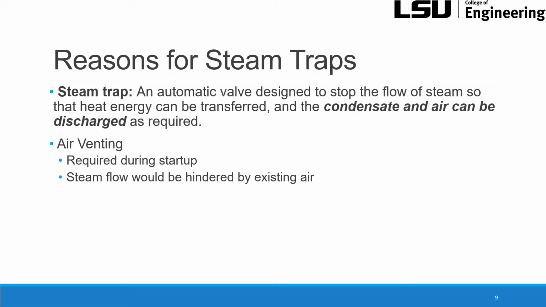The next reason for a steam trap was air venting. So before startup, these pipelines that the steam is going into are filled with air. However, this air can impede the flow of the steam. So when we are entering the steam into the pipeline, we need somewhere for that air to go. And the steam traps are often the contraption that is used to vent the existing air within the pipes so that it can then be filled with the steam.